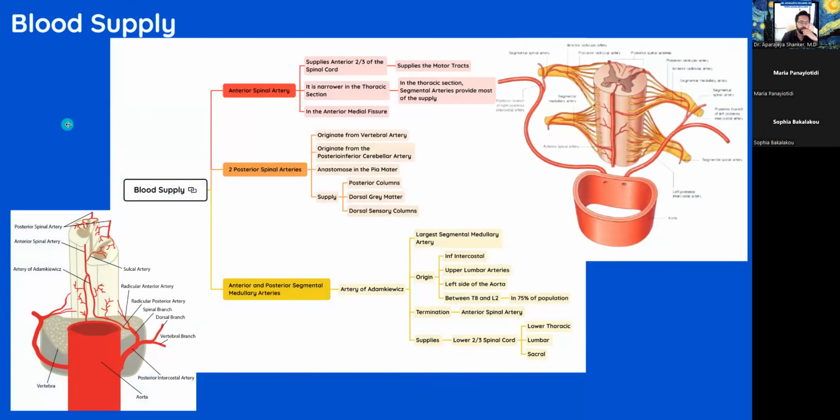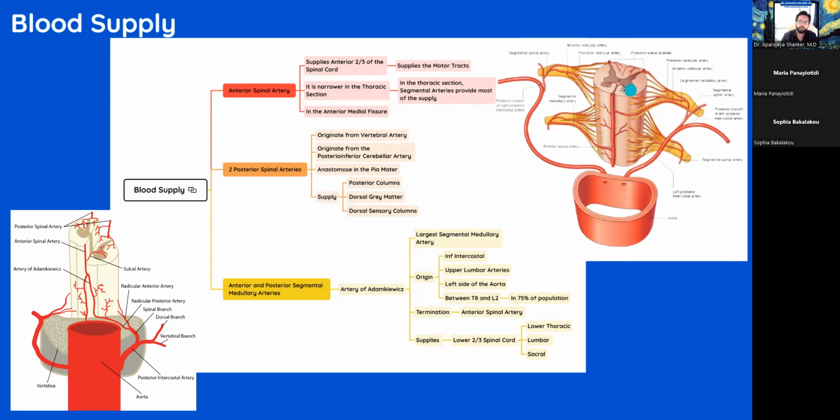So the first thing we're going to talk about is the blood supply. We can divide it into 3 sections essentially. The first is the anterior spinal artery. The anterior spinal artery supplies the anterior 1/3 to 2/3 of the spinal cord. So roughly this area, right? The front part, so to speak.